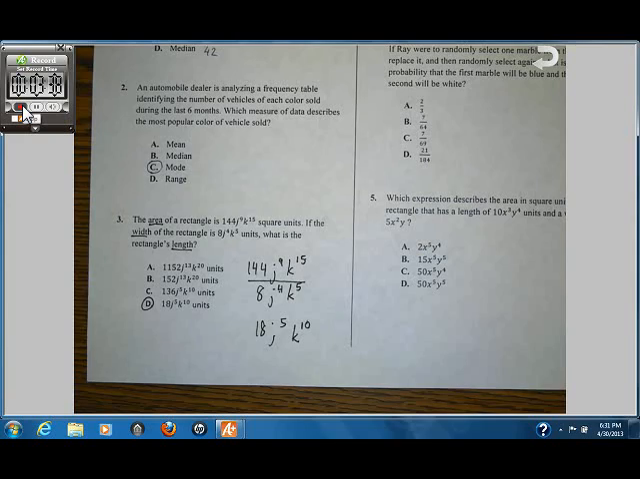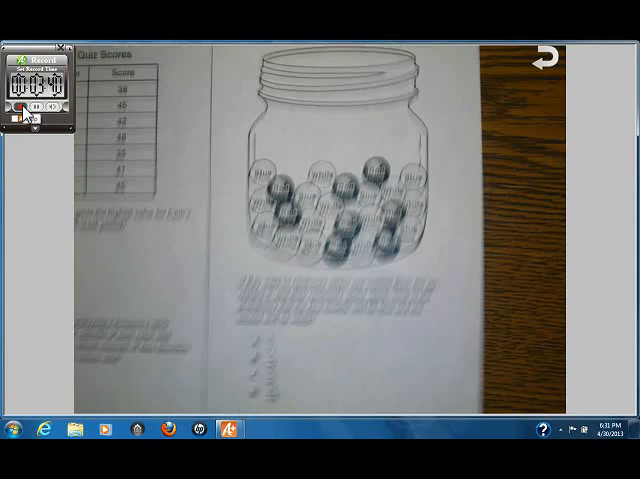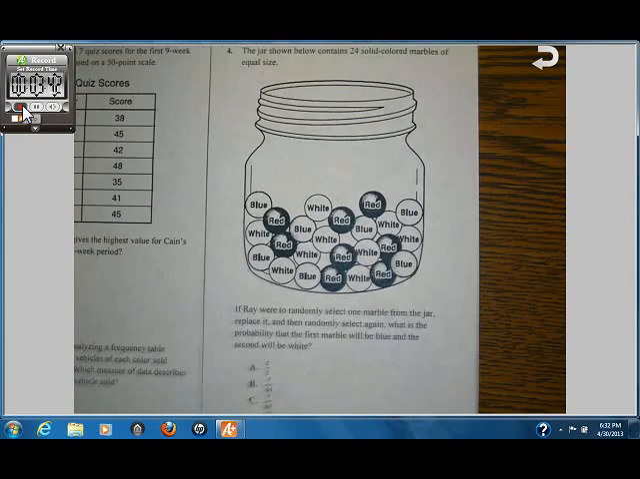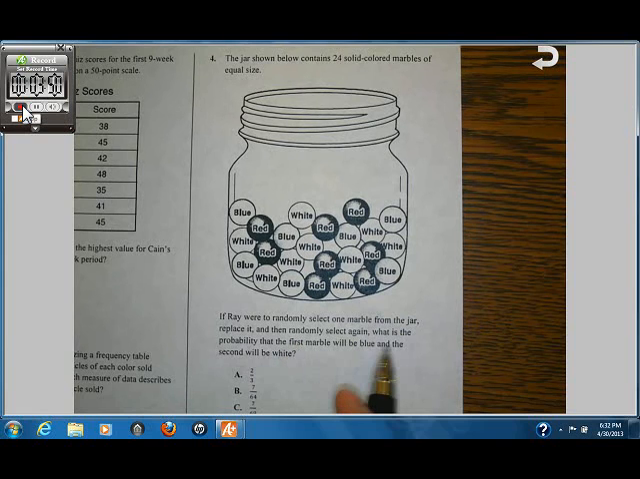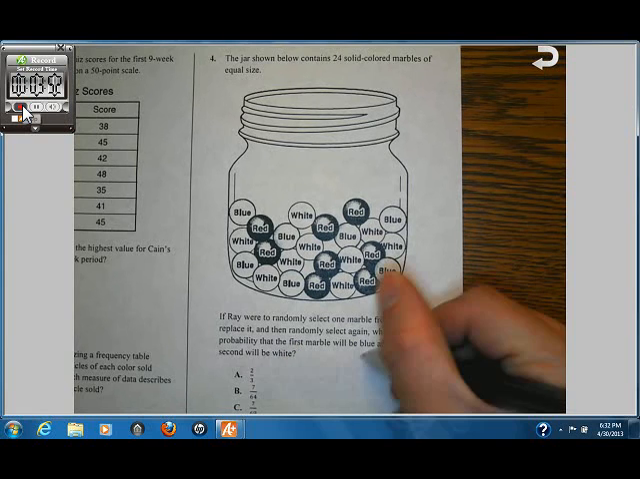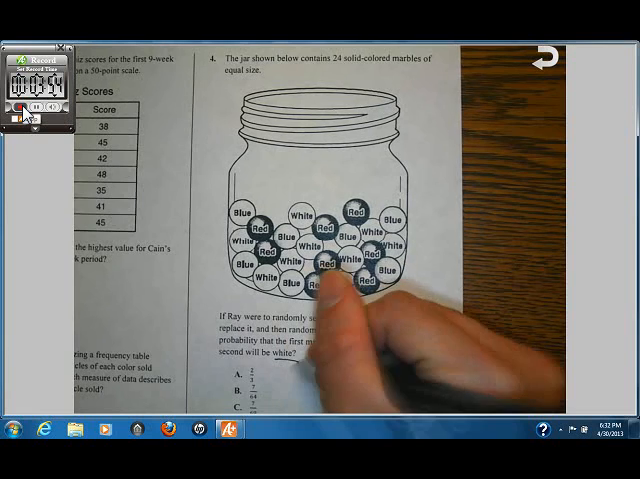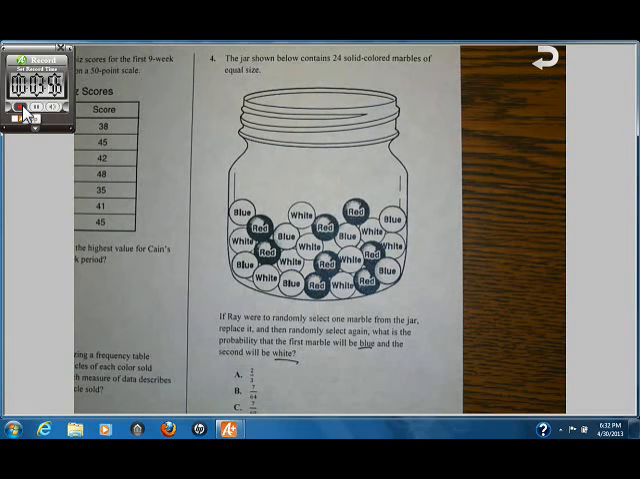Moving on. Number 4. You have 24 solid-colored marbles of equal size. If Ray were to randomly select one marble from the jar and place it, and then randomly select again, what is the probability that the first marble will be blue and the second marble will be white? So first of all, you need to actually count how many blue and white marbles you have.